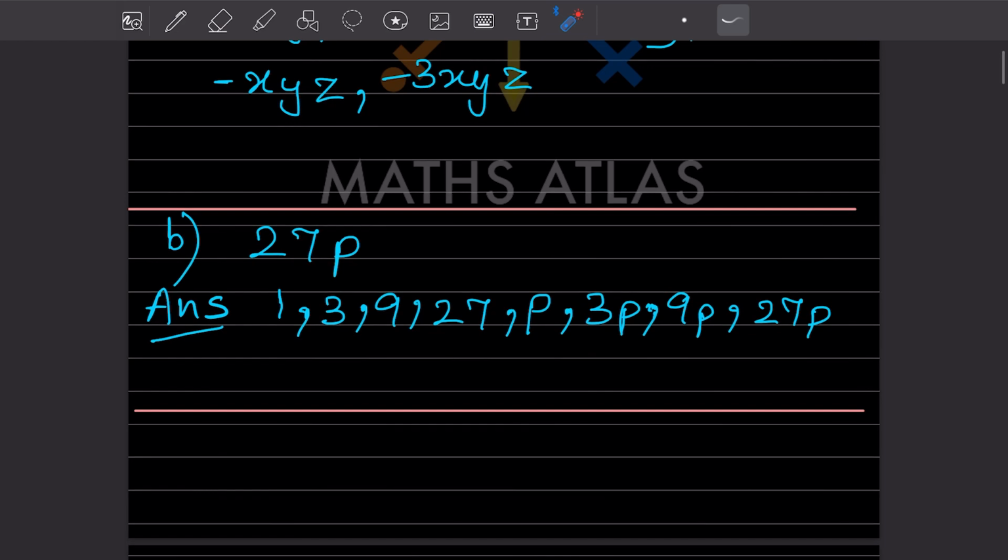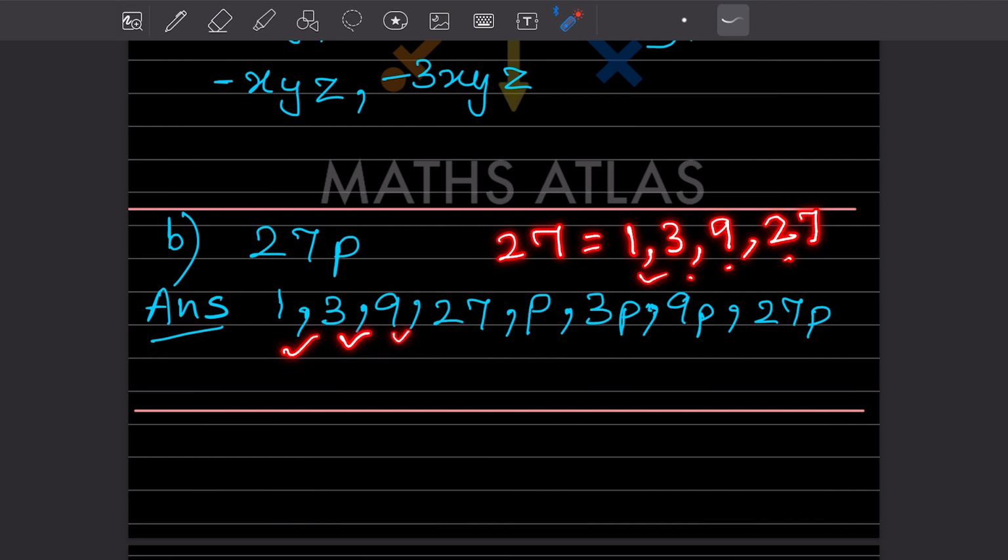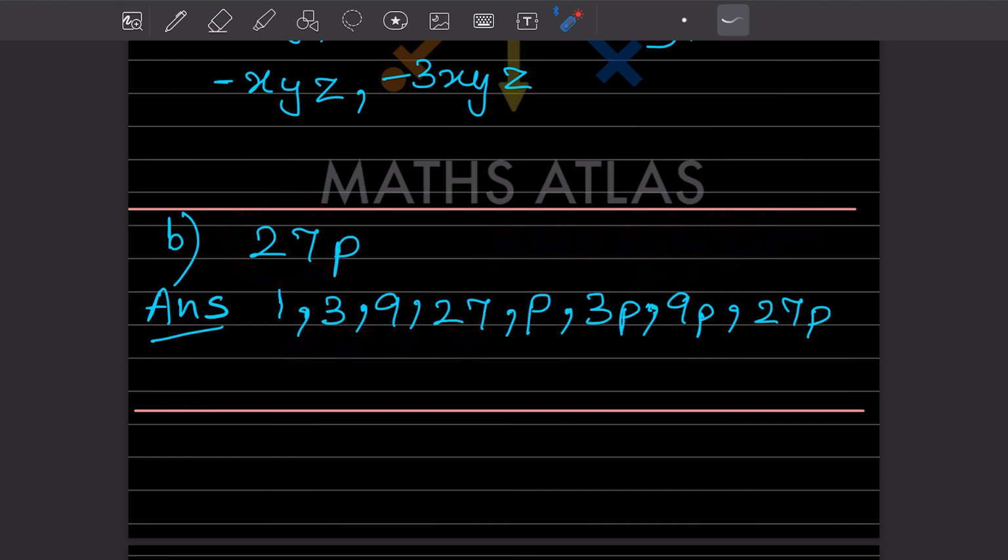So now you can see here 27p. When you find the factors for this one, what are the possibilities? This 27 is divisible by 1. Then again by 3. It's not divisible by 2. Then we can go for 9. It is divisible by 9. And then the number itself, that is 27. So these 1, 3, 9, 27, these are the factors for 27. Now what will be the other factor? We'll just write p. Let me write that 1, 3, 9 and 27. These are the factors for 27.